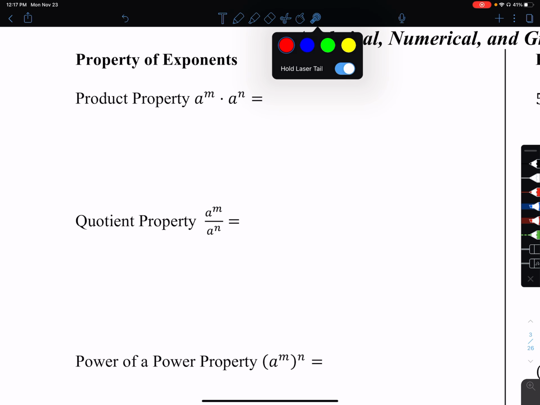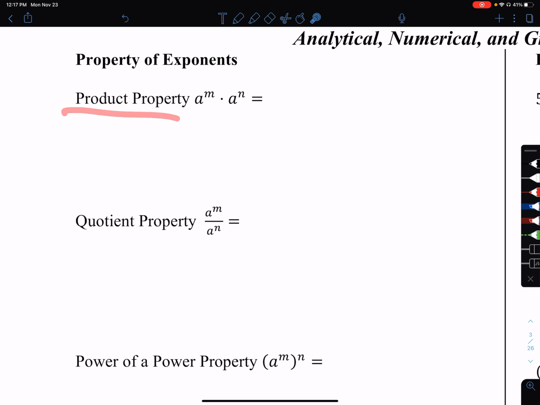First property, the product property. If you're multiplying two things and they have the same base, you are supposed to write the base one time and then add the exponents. Now that's an unnatural thing to do because it says multiplication, but you're adding the exponents.